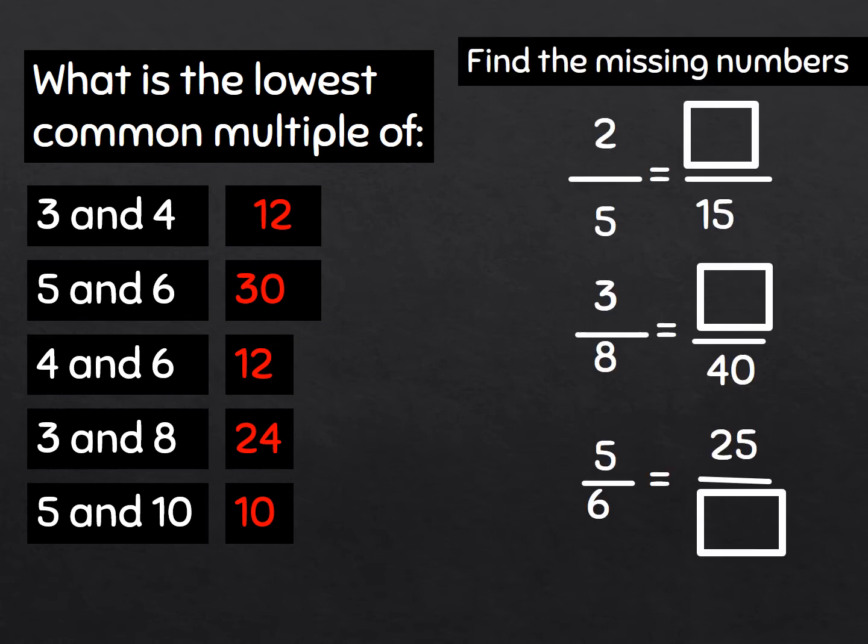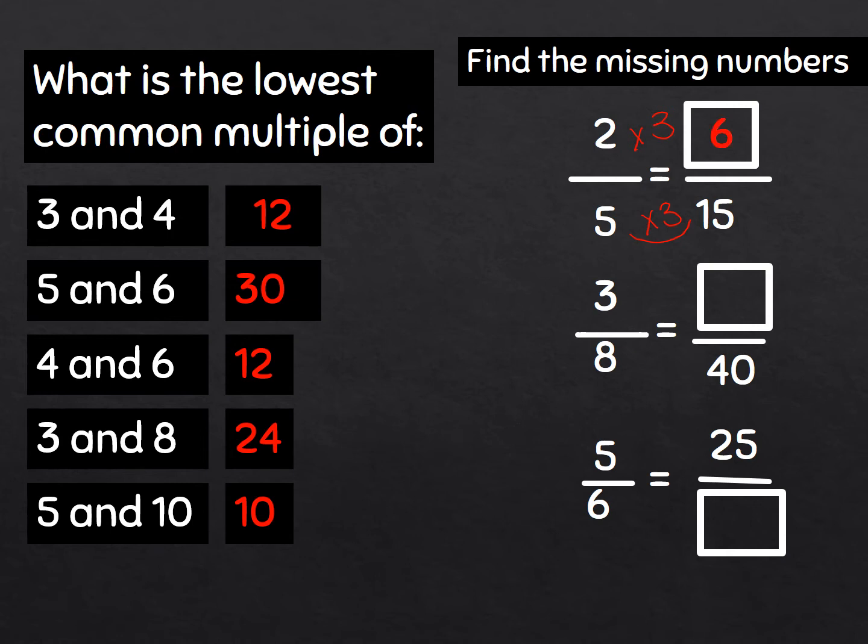We're just going to look at these fractions here. So what we do to find the missing numbers, look at what we multiply the 5 by on the bottom to get the 15, and that's 3. So whatever we do to the bottom we do to the top. So 2 times 3 is 6.